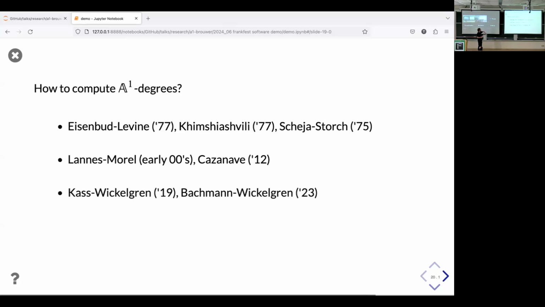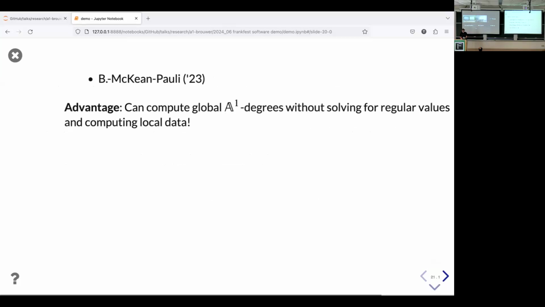And then Jesse Kass and Kirsten Wickelgren had this fantastic paper in 2019 where they said, you remember this form from the 70s that they said should have been a degree in topology. It actually is the degree coming from A1 homotopy theory, and here are some basic ways to compute it. And Tom Bachmann and Kirsten Wickelgren have also aligned this stuff with the Scheja-Storch work. And then in recent years with my co-authors, we developed some broad techniques for computing these things, some very efficient algorithms, at least efficient compared to what had been done, that allow you to compute these.